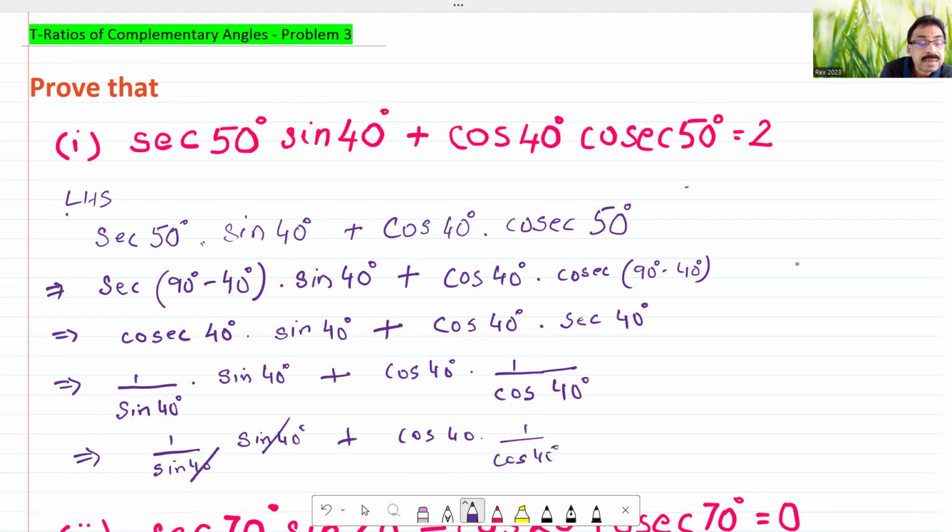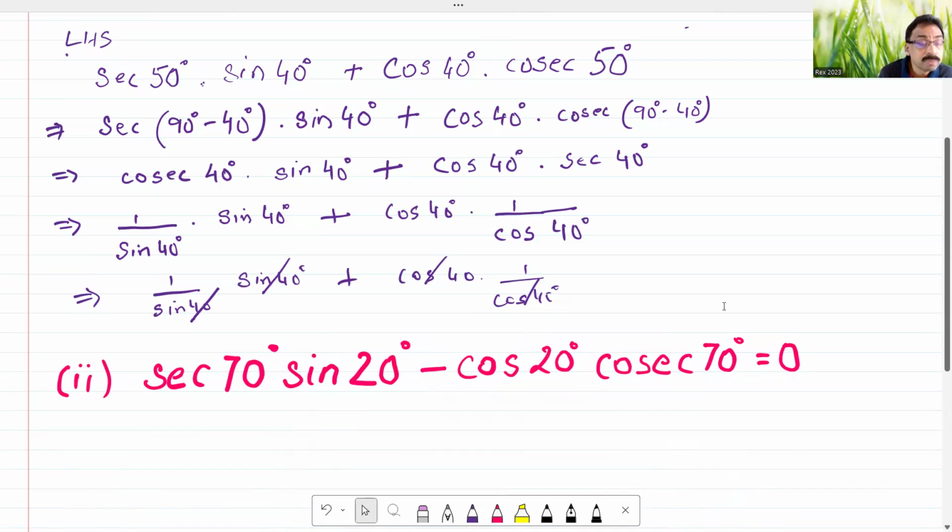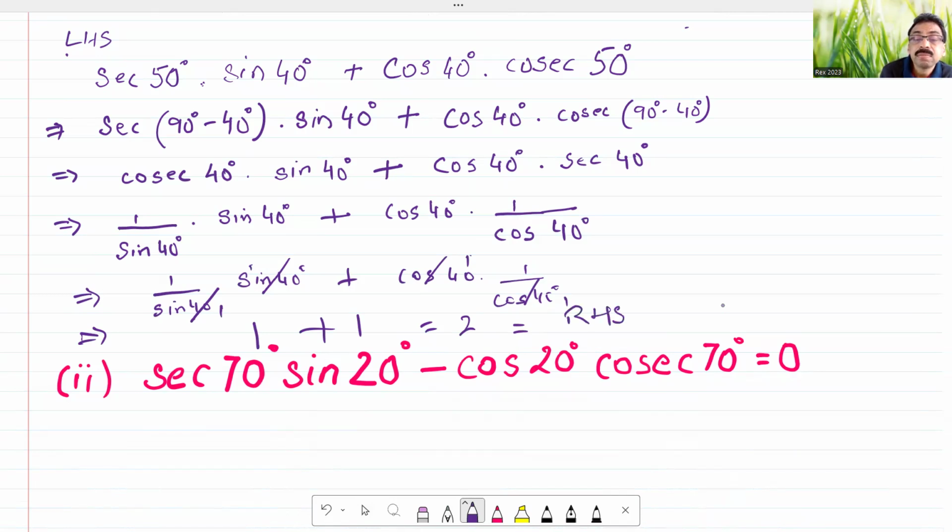This and this get cancelled. This and this get cancelled, which means here you have 1 into 1, right? This is also 1 here, this is 1 here, so 1 plus 1, which is equal to 2, and that is equal to your right hand side. So thus we've proved that LHS is equal to RHS. Let's move to the next part. Very similar question.